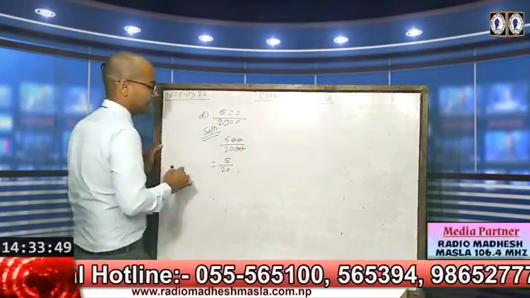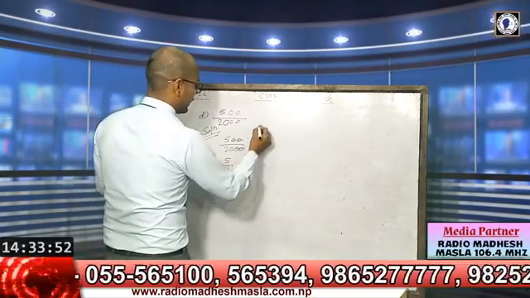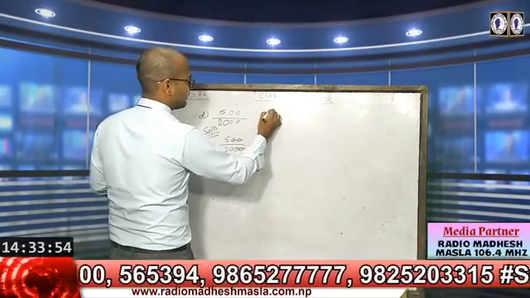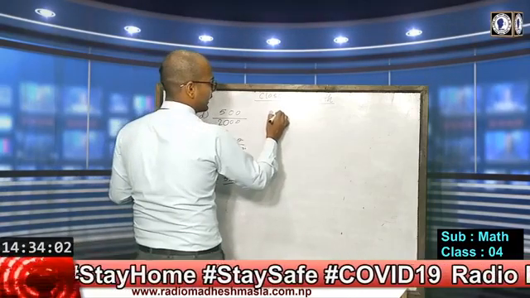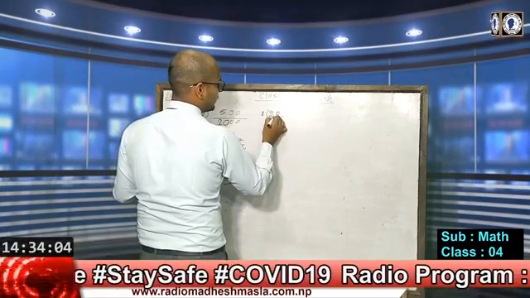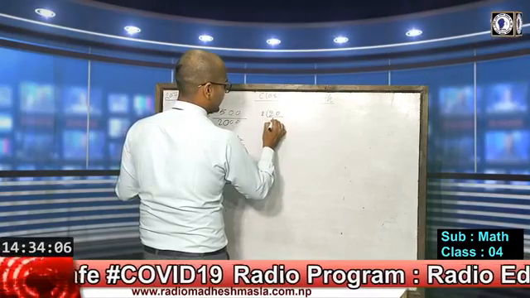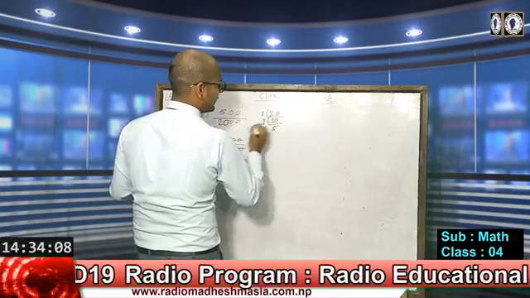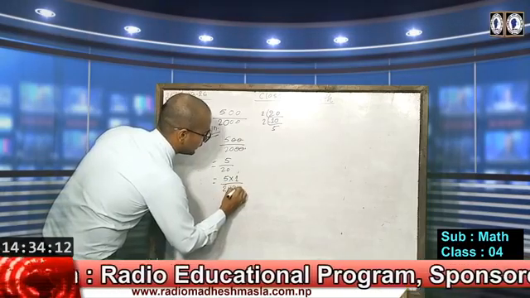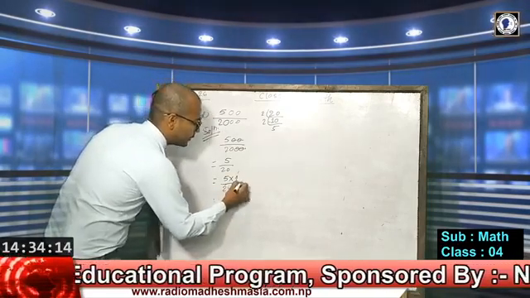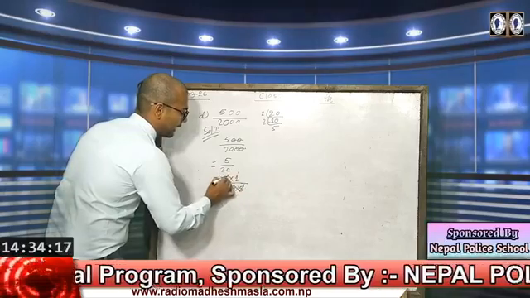Then again, we should find their factors. So 5 is already a prime number, so we can write 5 into 1. Then for 20 we can write 2 tens are 20, then 2 fives are 10. Then in the place of 20 we can write 2 into 2 into 5. And then we should cancel the same number, that means 5 cancels 5.